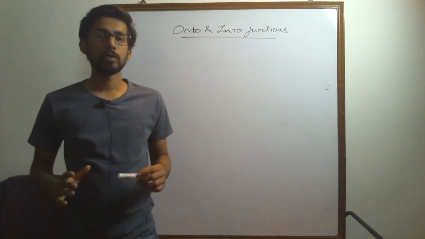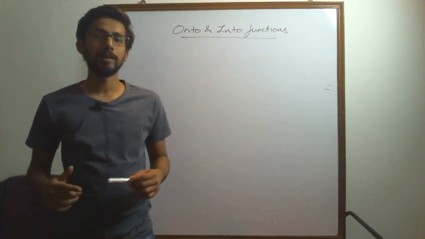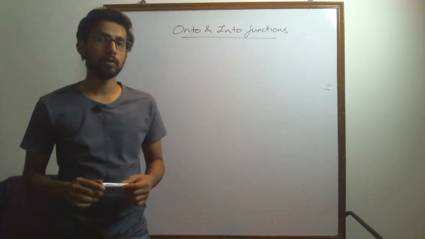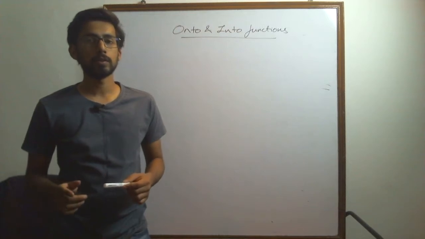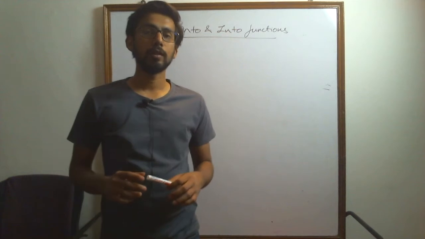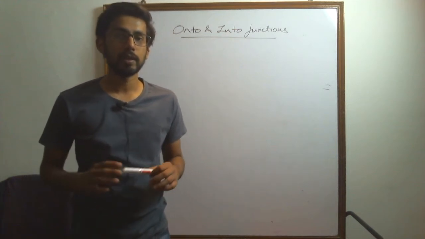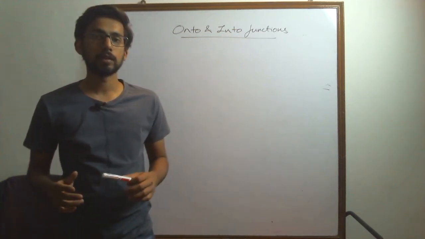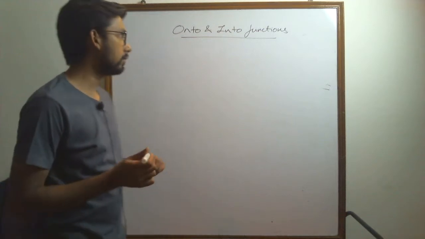Every function is either an onto or an into function, and if it is an onto function it cannot be an into function, and if it is an into function it cannot be an onto function. So both onto and into functions are mutually exclusive and an exhaustive pair of functions.